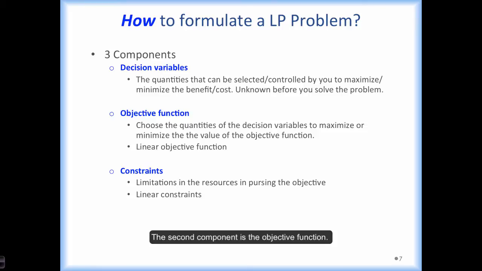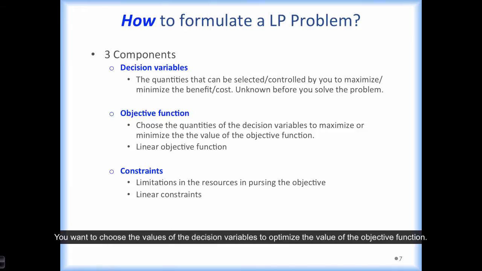The second component is what we call the objective function. This is the goal of the decision problem. You want to choose the values of the decision variables to optimize the value of the objective function. The third component of an optimization problem is the constraint. Constraints are the limitations in the resources in pursuing the objective.